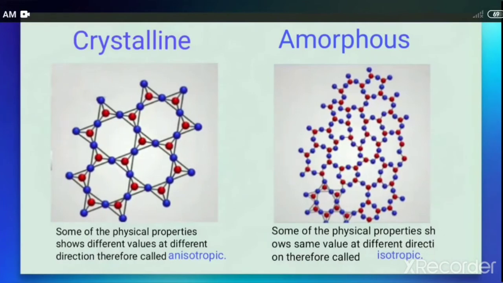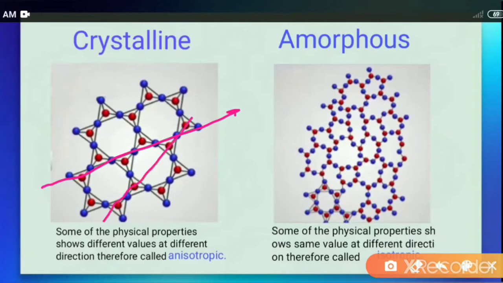Crystalline solids and amorphous solids. We discuss one of the properties: if we measure any physical property such as refractive index in different directions, for example, I am measuring the refractive index in this direction, so we'll be getting a particular value. But the same refractive index, if I measure in this direction, then I'll be getting a different value.